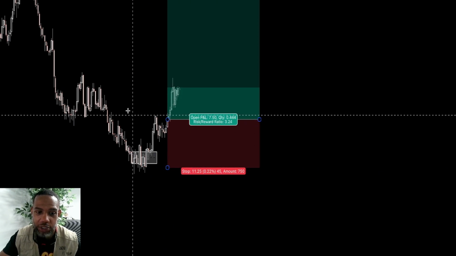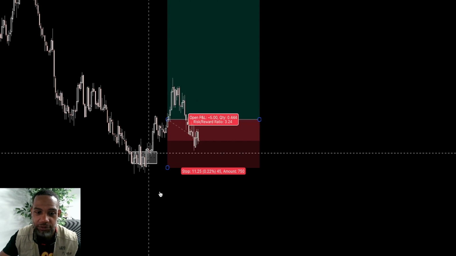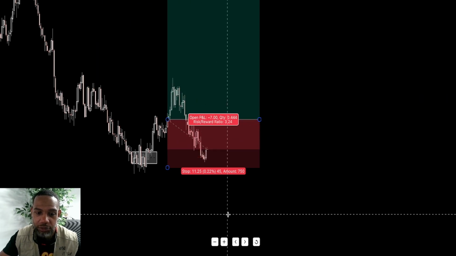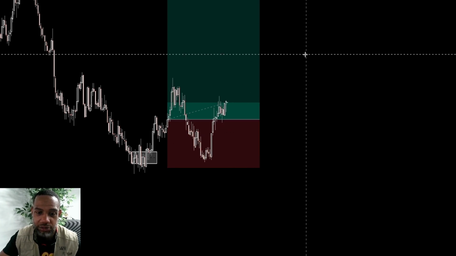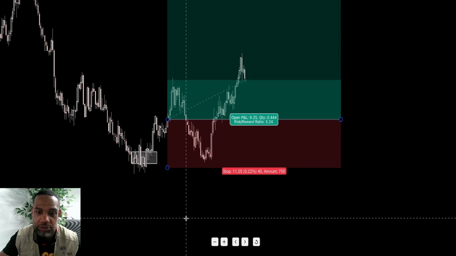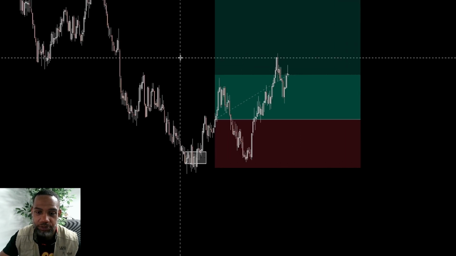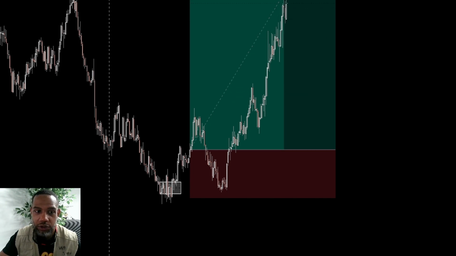So here, now low resistance liquidity was taken. Price comes back down. Then we start to shoot up, eventually taking out external liquidity.